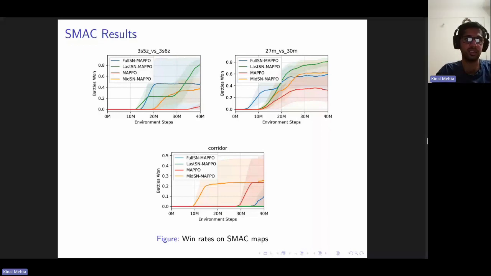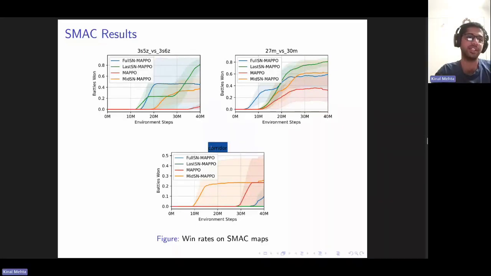Similarly, the results are along similar lines for the 27 and 30M environment, where there are a lot of agents. So this algorithm even generalizes when there is a really huge number of agents in the environment. Here again, the least performing is the baseline. Mid SN is performing well, and the final scores of mid SN and full SN MEPPO are quite similar. But again, last SN MEPPO is performing the best, where again it reaches an 80% win rate.